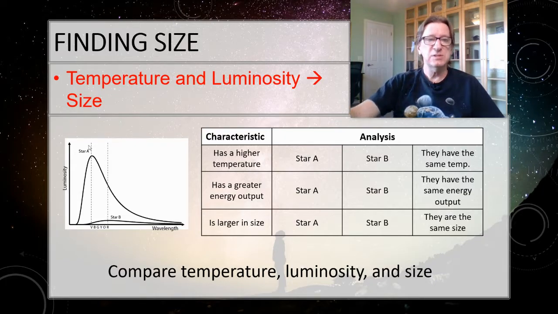Well, most students get this pretty readily. Star A is obviously peaking up here, so it's got the higher luminosity. What you don't want to do is think that just because star A is taller means it's hotter. That's not true. In fact, I could have a star that peaks way over here, and it's going to be red, so it's going to be cooler. It's just very, very bright, okay?